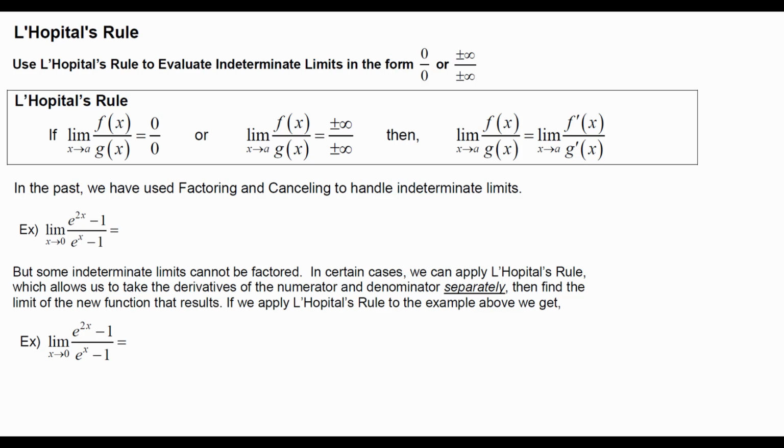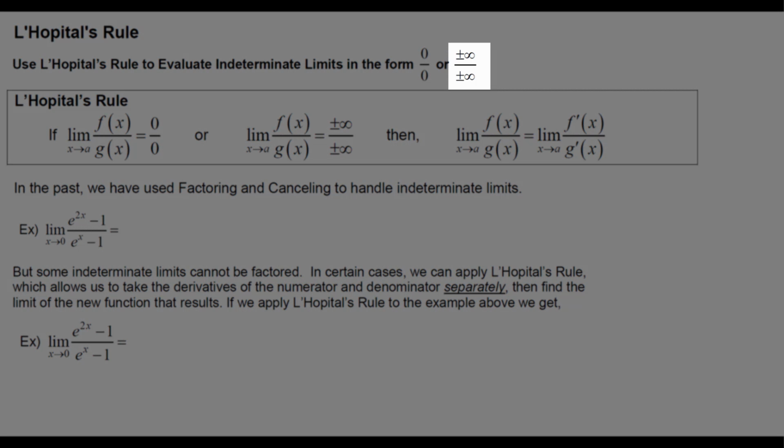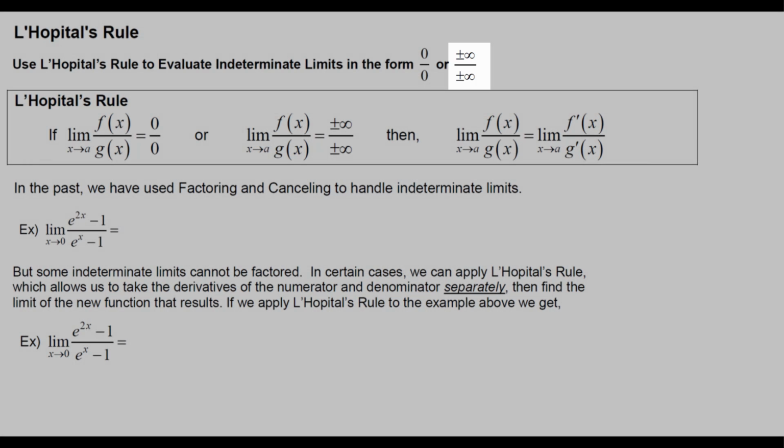So let's start. Use L'Hopital's rule to evaluate indeterminate limits in the form of 0 over 0 or plus minus infinity over plus minus infinity. The order doesn't matter. You could have an infinity over negative infinity or negative infinity over negative infinity. Any combination of plus minus infinity over plus minus infinity will be considered as indeterminate limits.